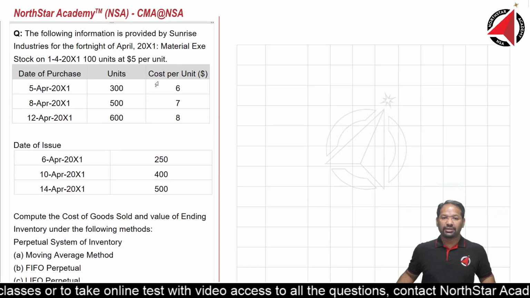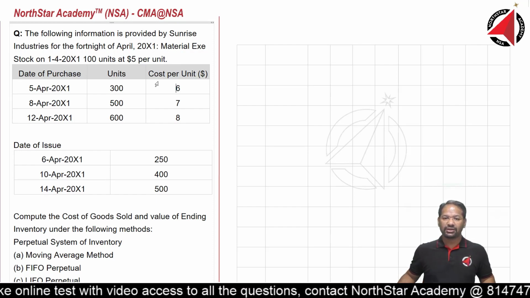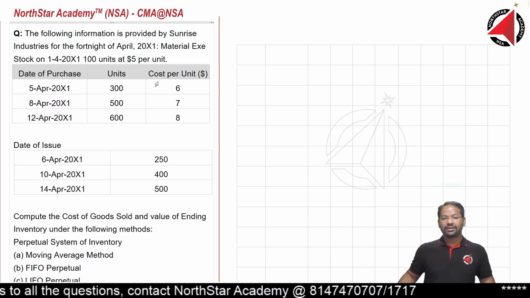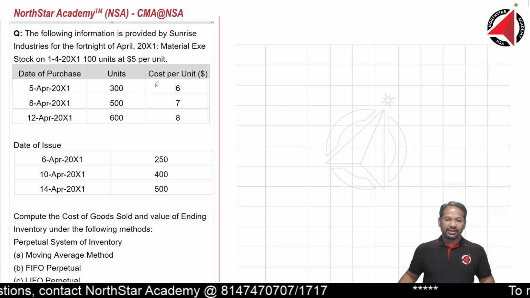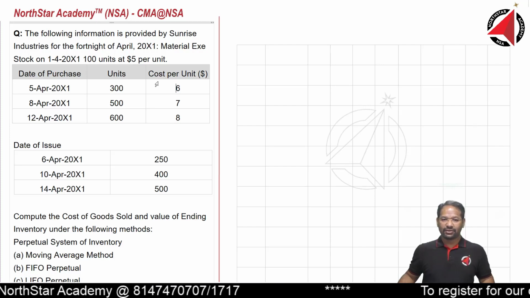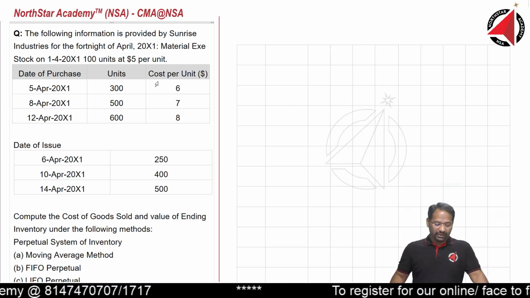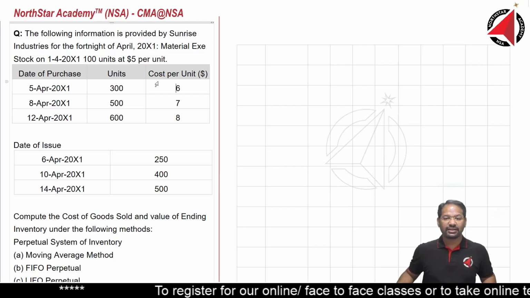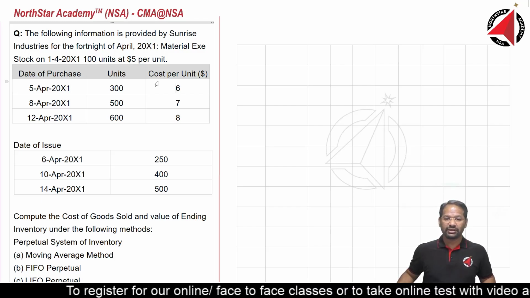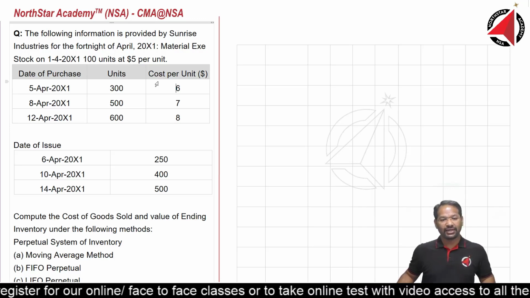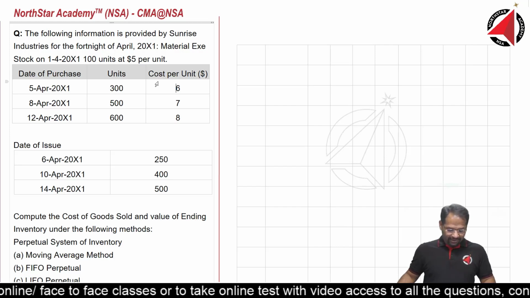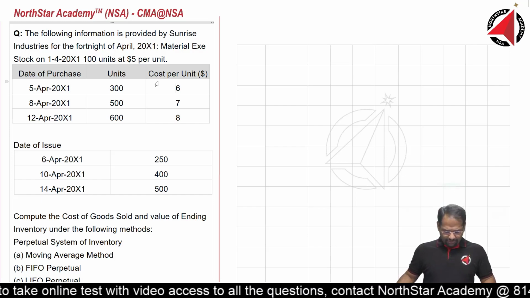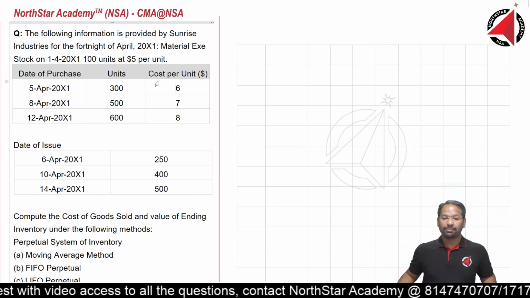The following information is provided by Sunrise Industries for the fortnight of April 2011. Material EXC stock on 1st April 2011: 100 units at the rate of $5 per unit. We have purchased on 5th, 8th and 12th, and the cost per unit is $6, $7 and $8. This means there is an inflationary situation in the economy, because the prices of raw material have constantly been increasing from 6 to 7 and 7 to 8. Date of issue: 6th April, 10th April and 14th of April we have issued raw material for production. We are required to compute cost of goods sold and value of ending inventory under the following methods, right?